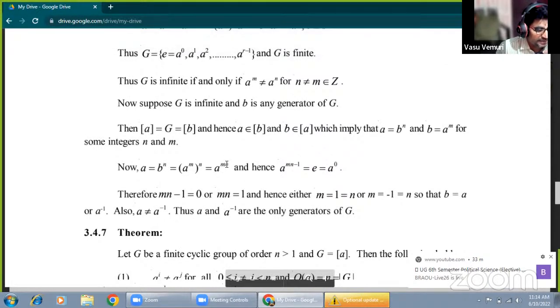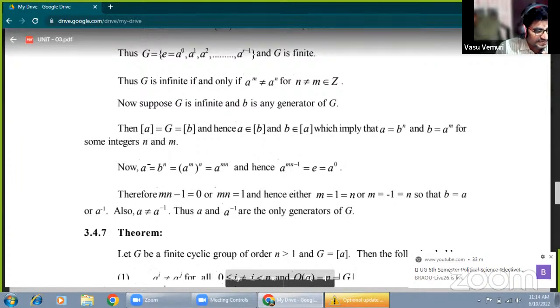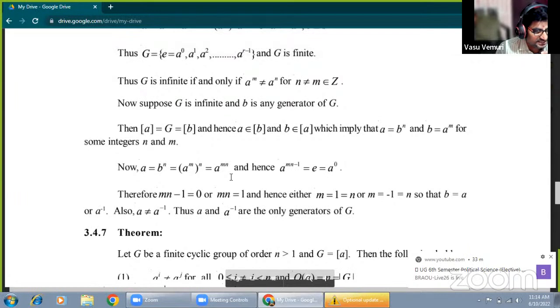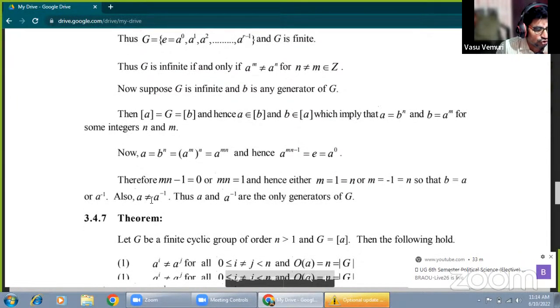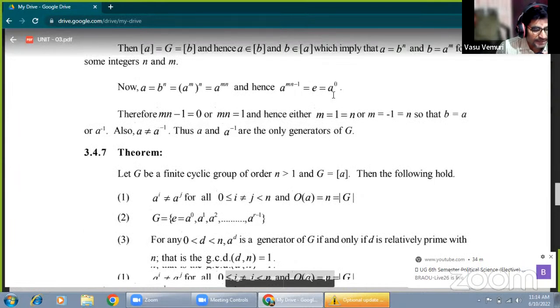So a equal to a power mn. Applying a inverse on both sides, a into a inverse is 1, and the minus 1 is there. So a power m minus mn minus 1 is equivalent to e. e can also be written as a power 0. Therefore, comparing on both sides, m minus 1 equal to 0 and mn equal to 1.